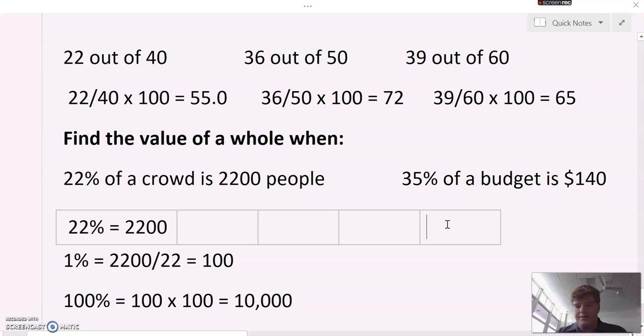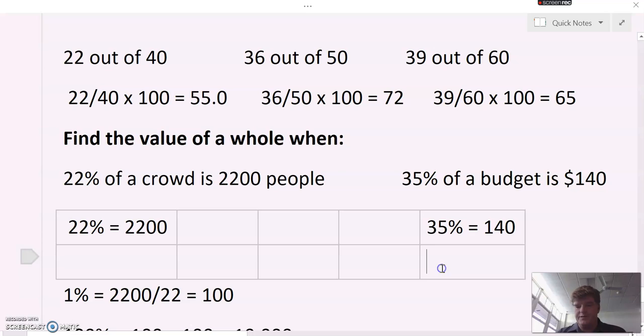Let's have a look at another one. Okay, 35% equals $140. We want to try and find out what the whole sum is going to be. 35% equals $140. So we're going to say 1% is going to equal 140 divided by 35. Because 35% was 140, so 1% is going to be 140 divided by 35. So 1% equals 4.